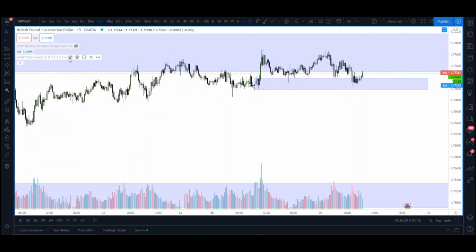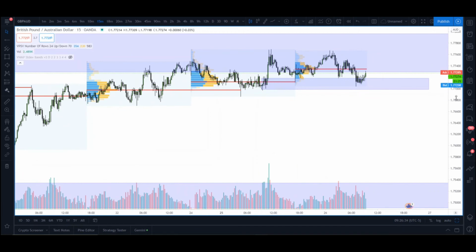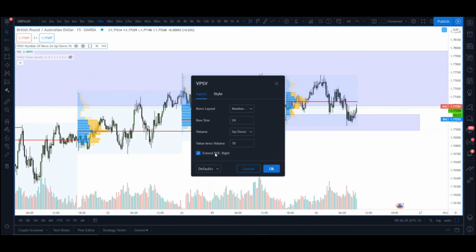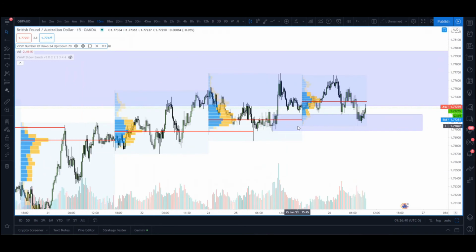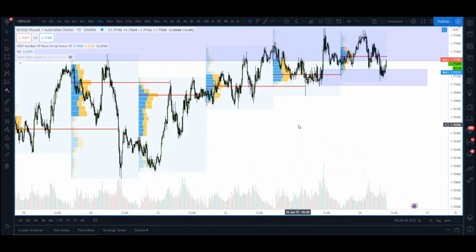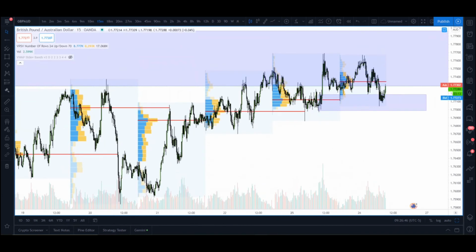And so the third is our volume profile. Our volume profile, one of the most powerful indicators that we have. And we extend the POC to the right. I extend it to the right because when you extend it to the right, what you will see is where unfilled orders are in the market.